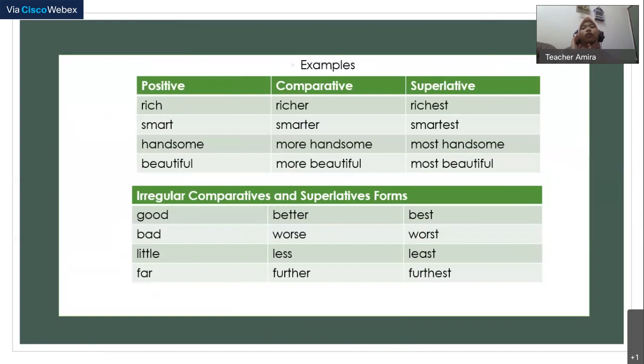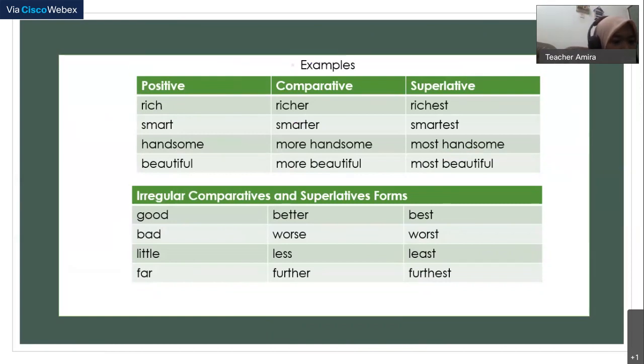Okay, there's one thing that I have to remind you: before you use the superlative word, you have to put the word the, because we are referring to something where there's nothing else other than that thing. For example, I am the richest in the town. So there's no one other than me who is richer than me. So I am the richest. So specifically me. I am the richest.